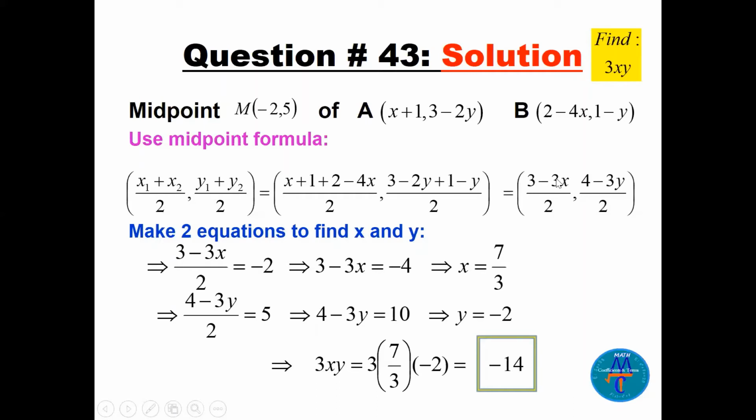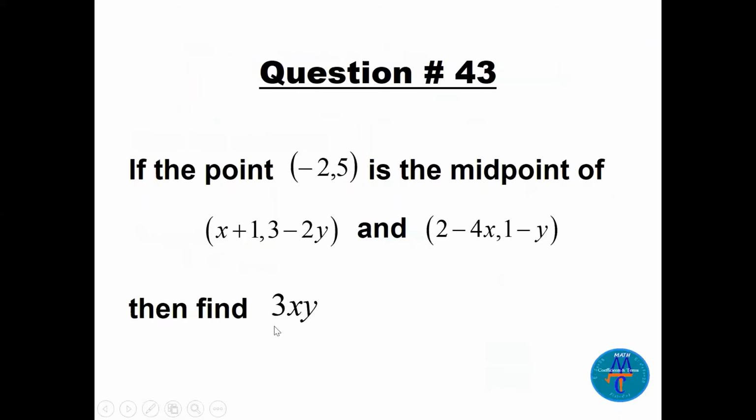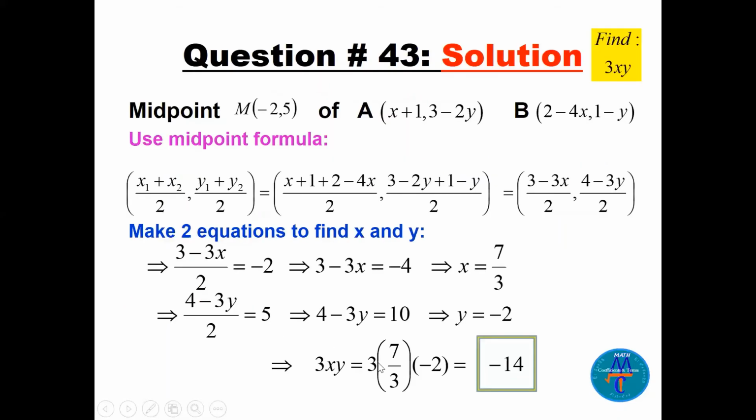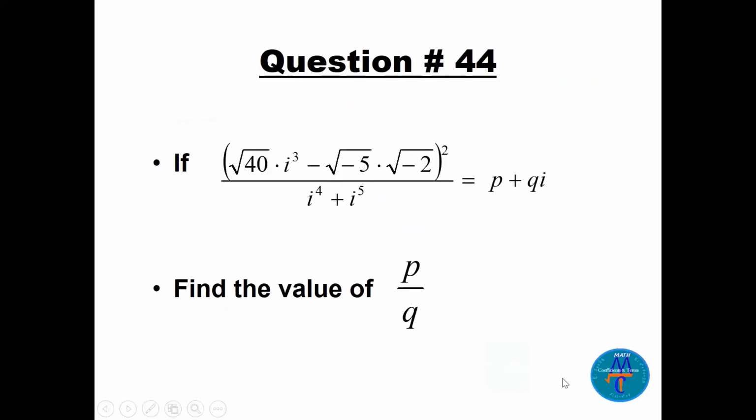Now this is the midpoint. So this one here, the first x is equal to minus 2. You see, I make an equation. Then x will be 7 over 3. Take the y here, 4 minus 3y over 2 is equal to this 5. See? So make an equation, y will be minus 2. Multiply now. We need in the answer 3xy. Look at the question. We need 3xy. So there is a 3, and there is x, and there is y. Altogether, minus 14.